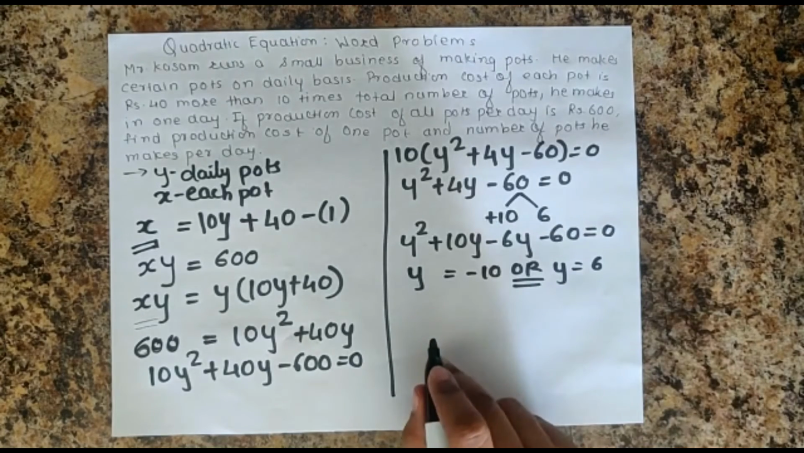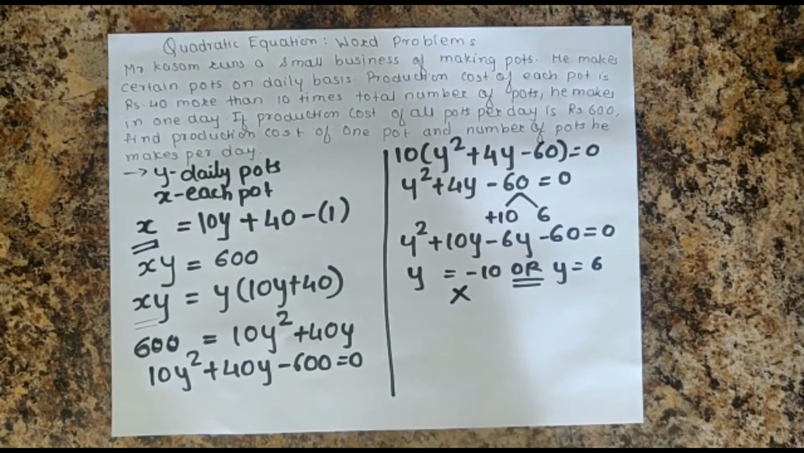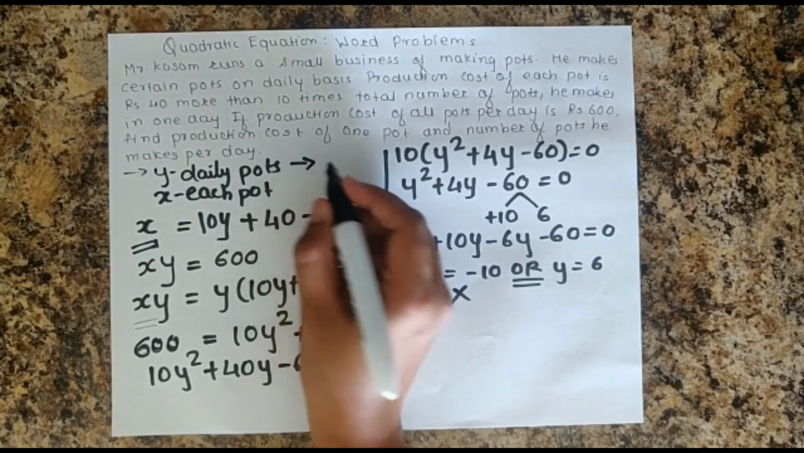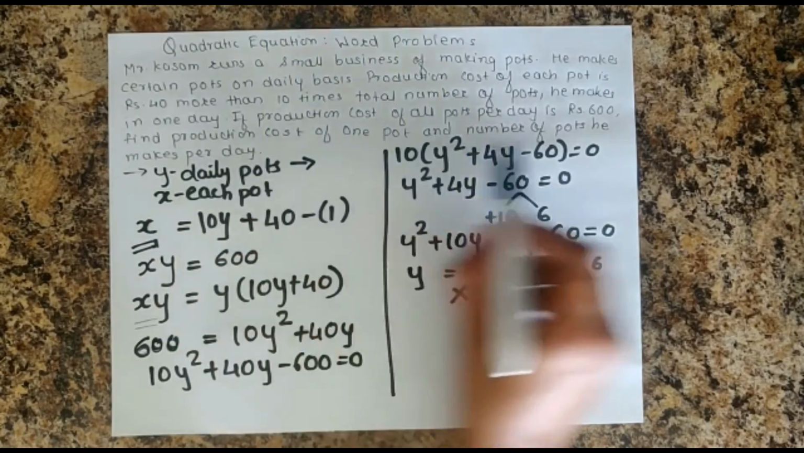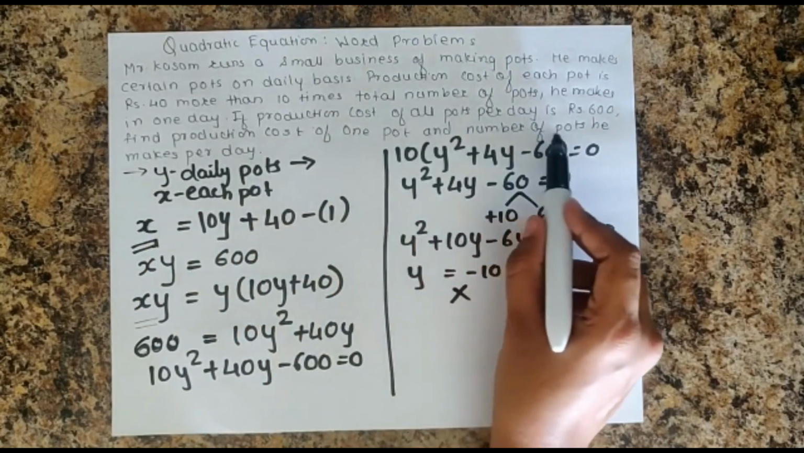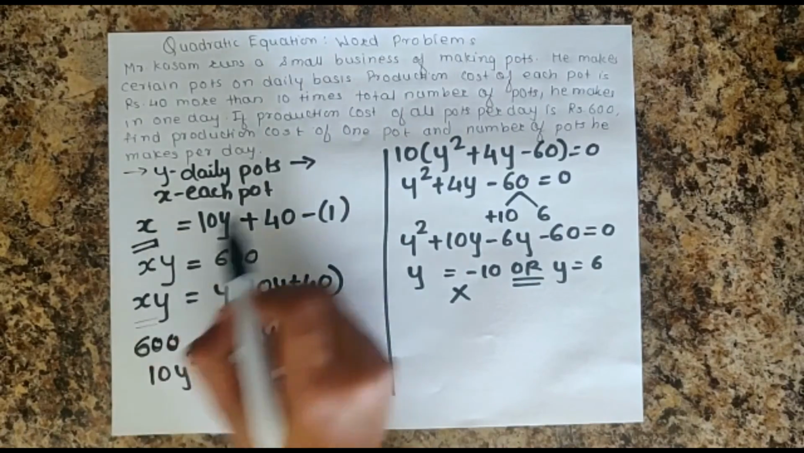Now, pots cannot be negative. It will always be positive. So, value of y is 6. And what is y? y is the number of pots that he makes daily. So, the question says, find the production cost of one pot and the number of pots he makes per day.